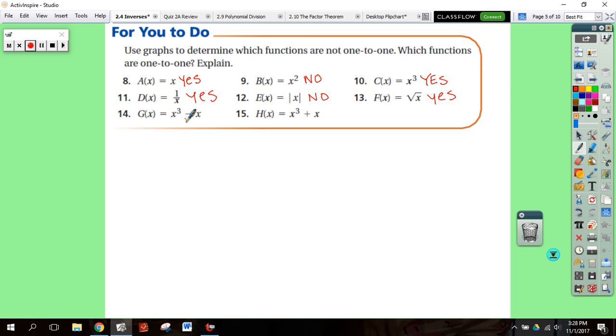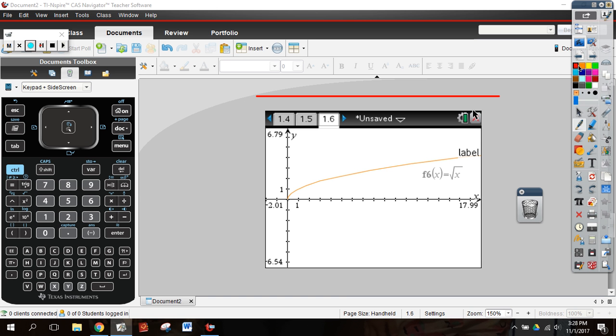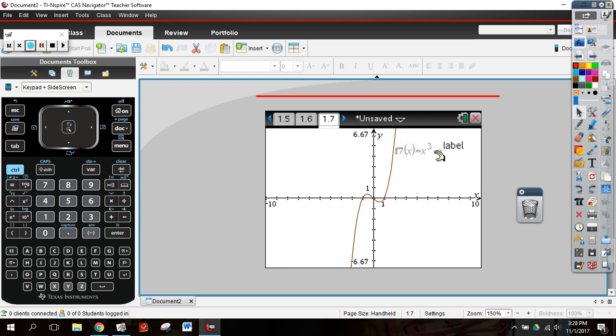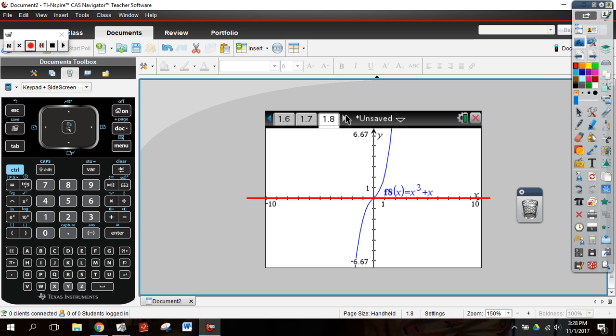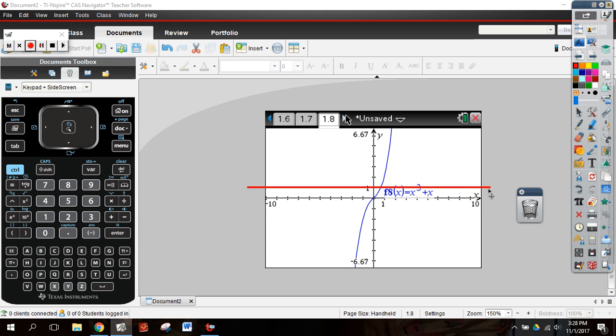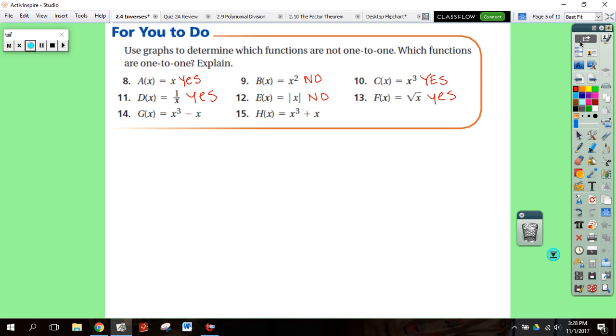Next one we're going to look at is x cubed minus x, and then we'll look at x cubed plus x. So this is x cubed minus x. And we should already be able to tell, once we get down to this point right here, no, this is not one-to-one. But if we do x cubed plus x, yes, this is one-to-one. So no, yes.